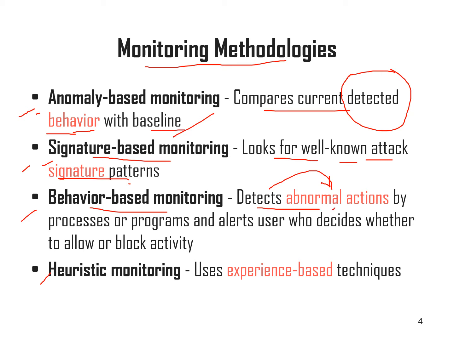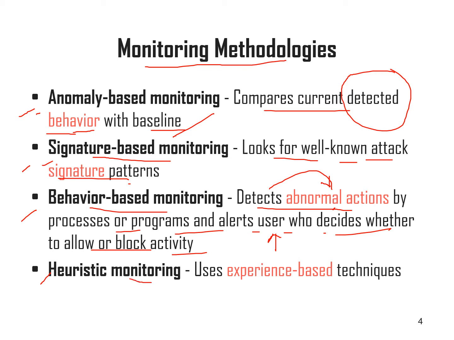If this abnormal action is detected by the process or the programs, it alerts the user, who decides whether to allow or block the activity. Here the user is nothing but the network admin or system admin. If any abnormal behavior happens in the host or the network, it is alerted to the system admin, who decides whether to block or allow the activity. That person has to decide whether this is a malicious or a legitimate activity. That is behavior-based monitoring.